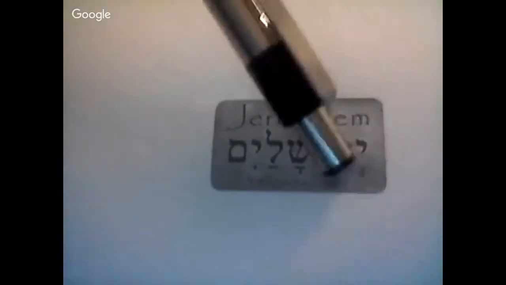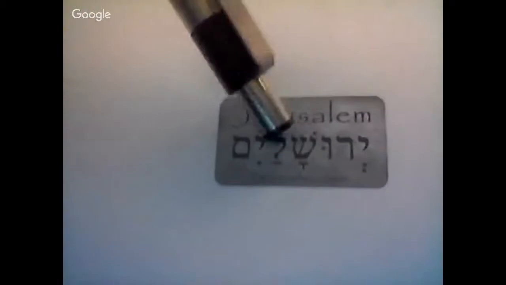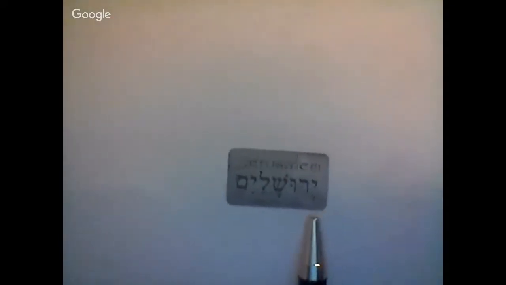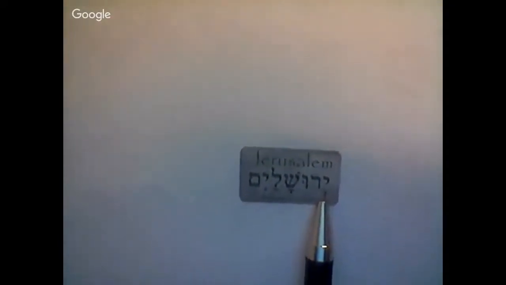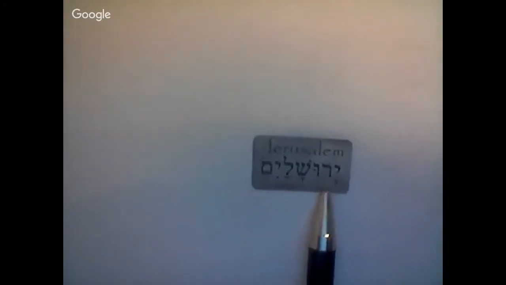Look at this right here. Jerusalem. Yod, Resh, Wow, Shin, Lamed, Yod, Mem Sofit. The Yod here has a shawah. If you look very carefully, the yod has a shawah. You just make the sound of the letter, then you continue on.